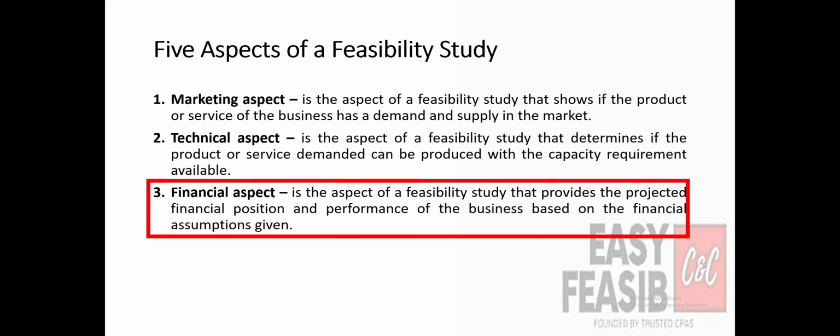Number 3 is the financial aspect. Financial aspect is the aspect of a feasibility study that provides the projected financial position and performance of the business based on the financial assumptions given. We, the certified public accountants of Easyfeasib, are providing service to college and graduate students to help them with this aspect, since this is the most technical part of the feasibility study and only a professional accountant can provide.